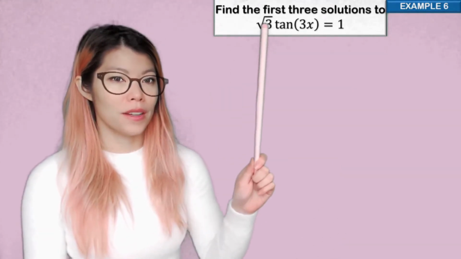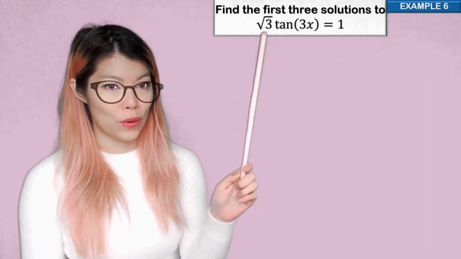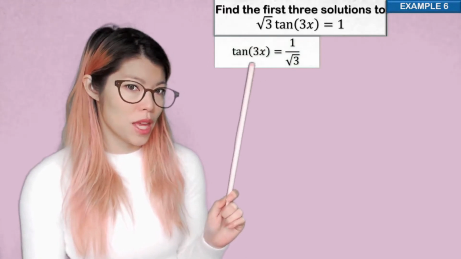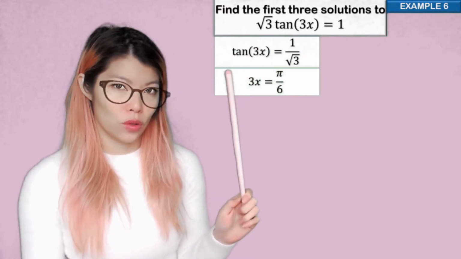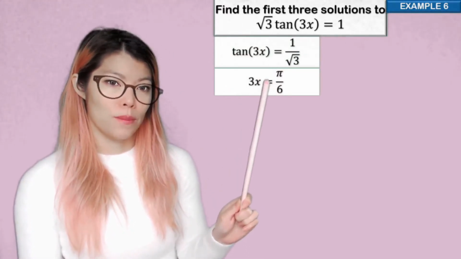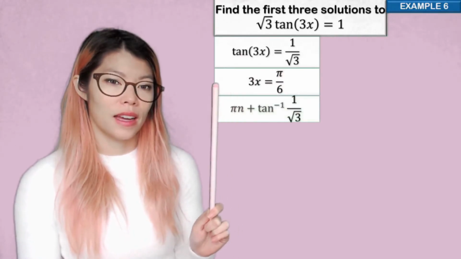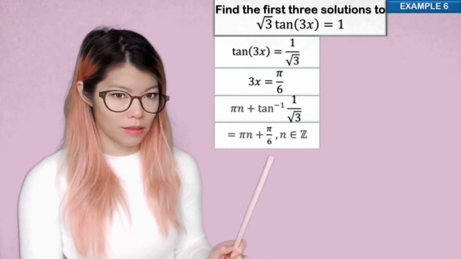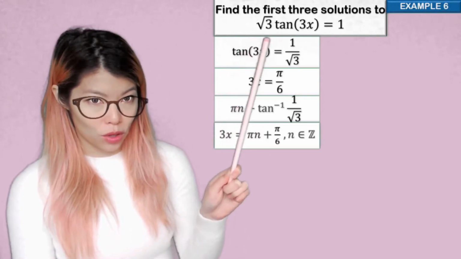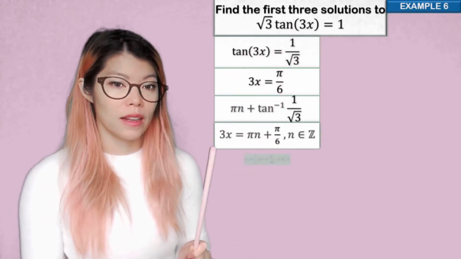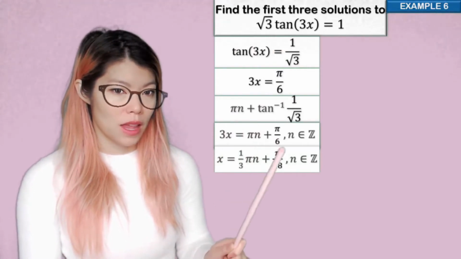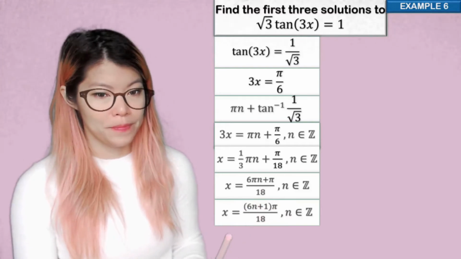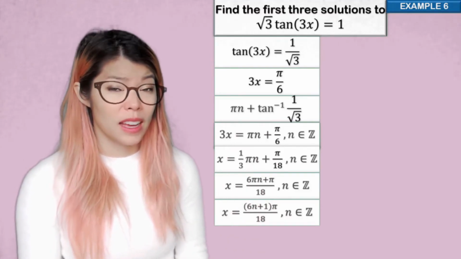And we can further simplify by taking pi out as the common factor. Example 6, find the first 3 solutions to root 3 tan 3x equals 1. In the first step, we'll do the same thing and figure out what our general solution is. We'll find a base angle to be pi on 6, and then we'll put it into our general solution of pi n plus pi on 6. And we make sure that we consider the 3x, so x will be dividing that by 3 and obtaining that general solution. So this is exactly the same as example 5.